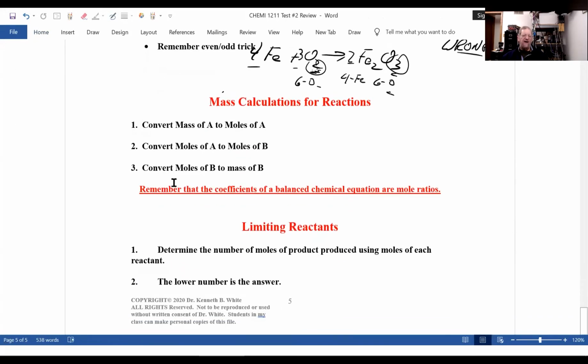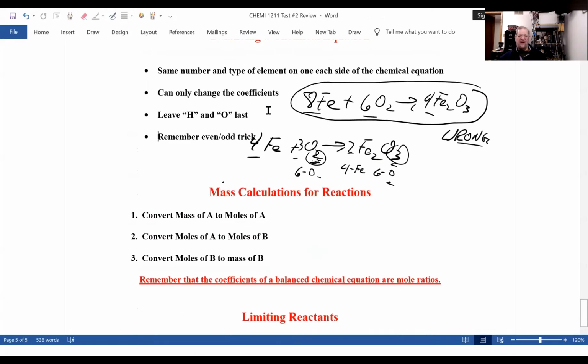All right, now I'm going to be going through this in a little while when we do chapter 8, practice problem answers. And when we have a mass calculation, where if I were to ask you, if you react 20 grams of oxygen with an excess of iron, how many grams of ferric oxide do you make? You have to do mass calculations. And there are 3 steps.